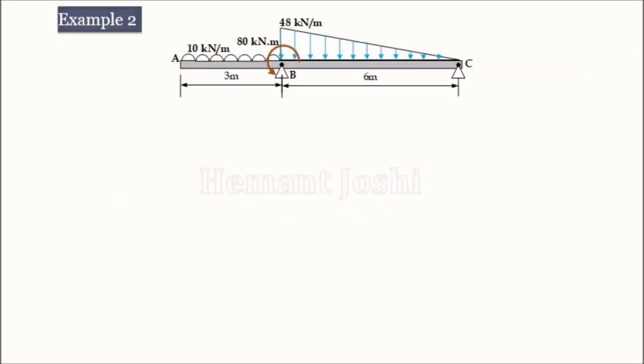From a practice point of view, let's move quickly through one more example. Consider beam ABC, where AB is the overhanging portion, and B and C are supports. It carries a UDL of 10 kN per meter, a couple of 80 kN meter, and a uniformly varying load acting on the beam. As we have seen, the first part is to find out the reactions.